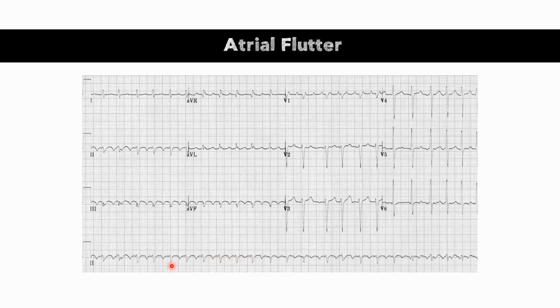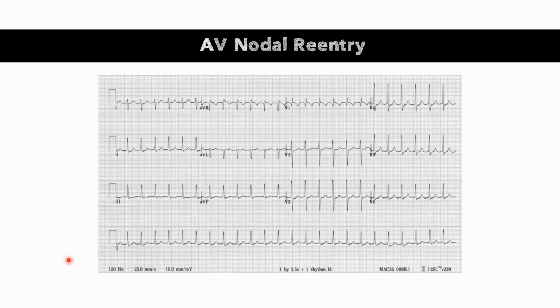So the R to R intervals for all of these are pretty regular, okay? But you will see at some point there's an R to R interval that is a little longer. So there's a pause, okay? So this is actually 3-to-1. It's still atrial flutter, but with 3-to-1 conduction. If you look here, you see 3 P waves. Treatment for that is the same as treatment for AFib, if you even need to treat it.